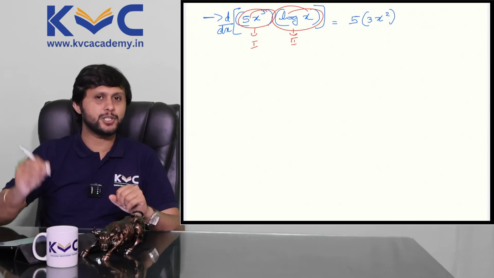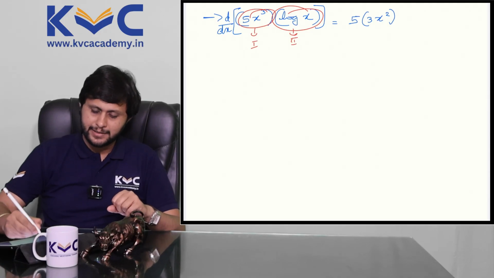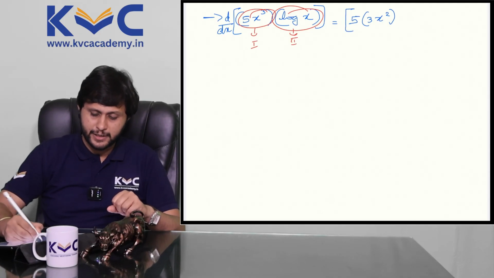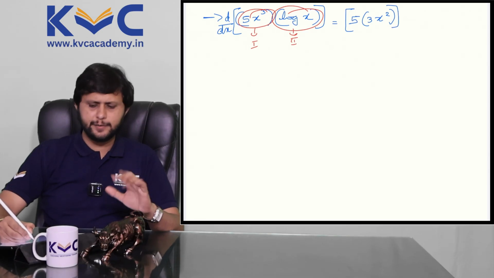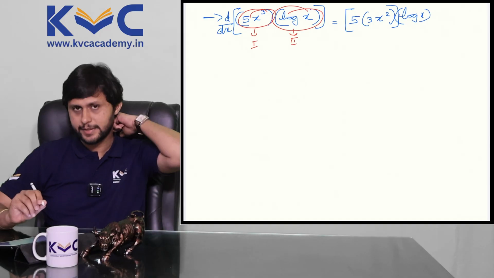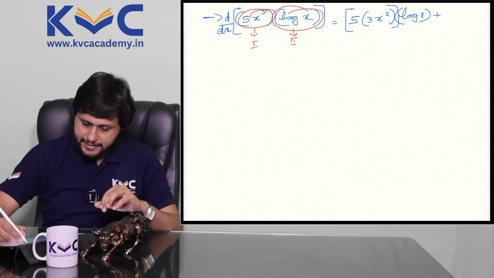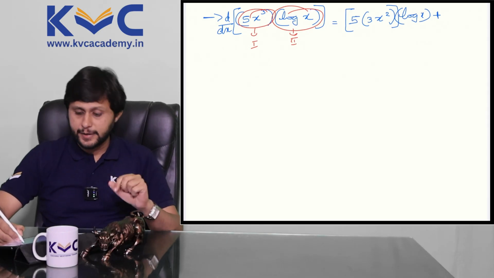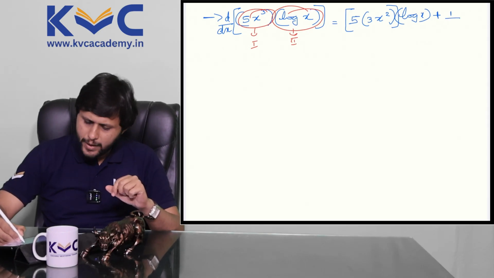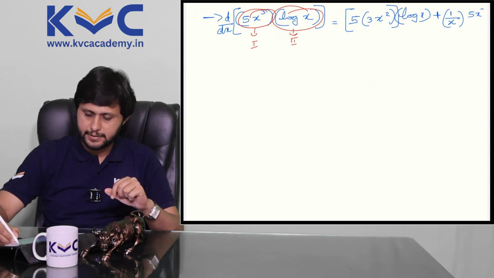How did I get this? X to the power n. N into x to the power n minus 1. Fine. This is just differentiation of first function. Second function as it is. Product rule says differentiation of first function into second function as it is, plus differentiation of second function, differentiation of log x, 1 by x, and then first function as it is.